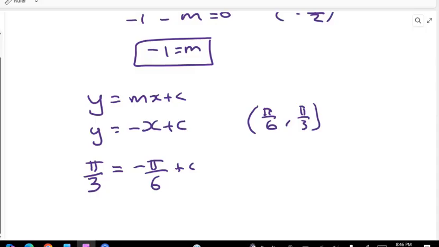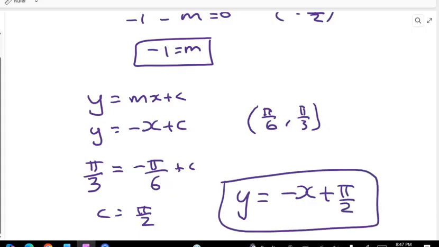So that gives me c is equal to pi on 3 plus pi on 6, which is pi on 2. So my final answer is that y equals negative x plus pi on 2. Now, I can't remember how many marks that was. I think that was 2 out of 8.